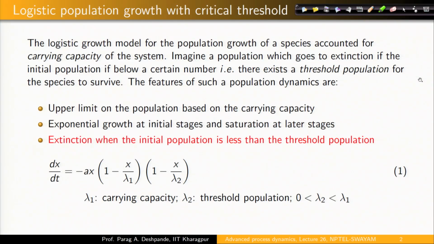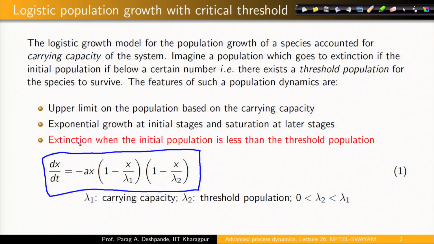So, how can we take into account the autonomous growth, which means initial exponential growth followed by saturation, but at the same time a factor accounting for the decay of population when your population is lesser than the threshold population? This is what we are going to study today. So, let us look into today's topic. The equation is given like this: dx by dt is equal to minus a x, 1 minus x upon lambda 1, multiplied by 1 minus x upon lambda 2, where lambda 1 is the carrying capacity.